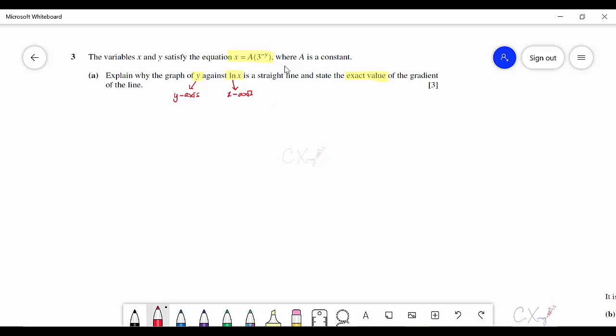Okay, so to show that it is a straight line, you have to express your original equation to make it become the pattern of y equals mx plus c, because for a straight line, you should have the pattern which is y equals mx plus c.